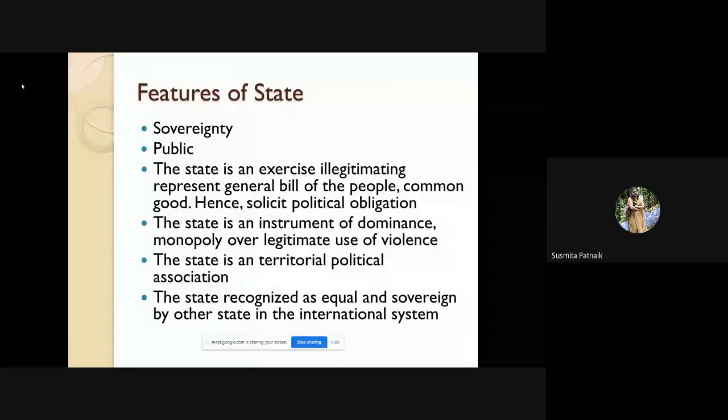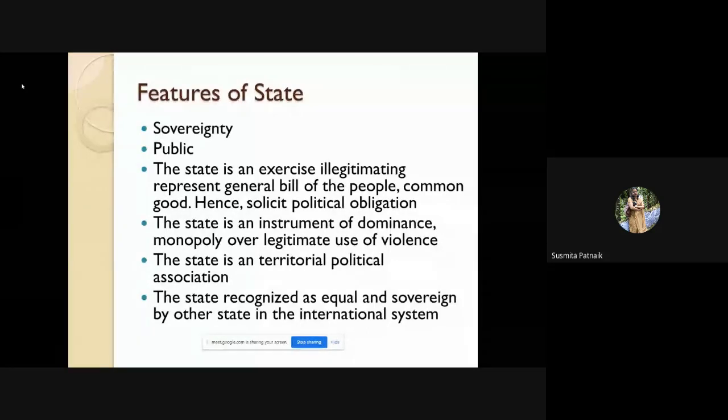And the next one is that the state is recognized as equal and sovereign by other states in the international system. In the international system, in the global or contemporary world, every state should respect every other state equally, whether it is a small state or a big state, and they should maintain agreements and tie up different types of agreements and treaties with other states. This is the main feature of the state.